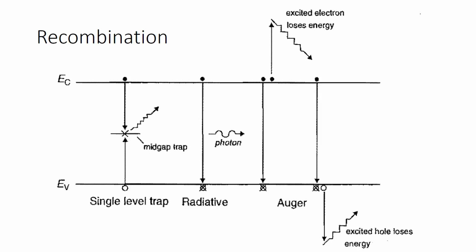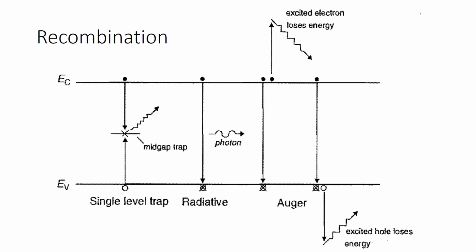Defects play a role in the single-level trap recombination by creating a stable energy level between the conduction and valence bands. This band is called the mid-gap trap. An electron from the conduction band and a hole from the valence band meet at the trap, where the electron fills the hole. The trap makes recombination easier by reducing the jump in energy required for the electron to meet the hole.